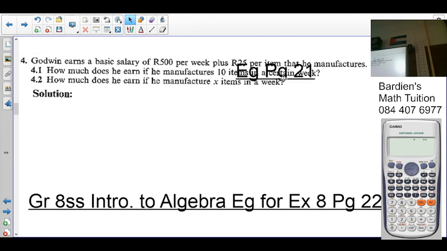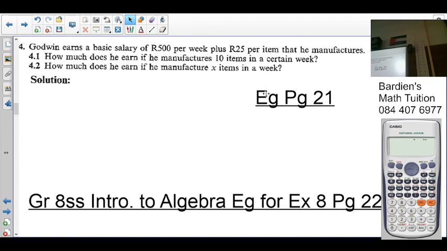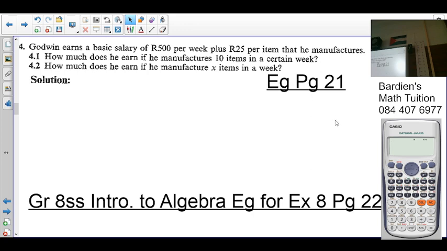Godwin earns a basic salary of 500 Rand per week. You guys get 500 Rand when you go out with your friends, no? No. You get more than that? Yes. She says yes, 500 Rand, no? Yes, she gets 500. Okay, there's my whole month's. That's why myself. Okay, just joking.